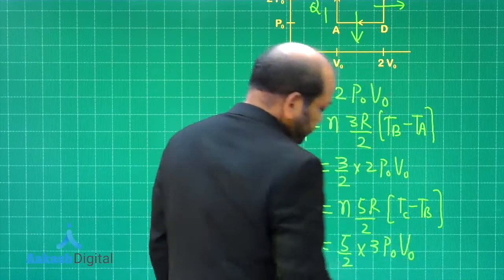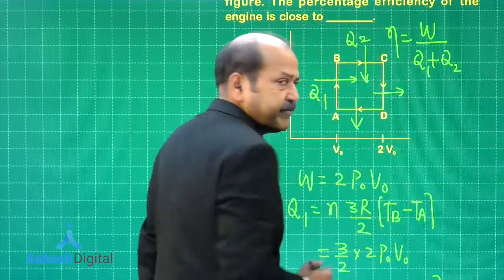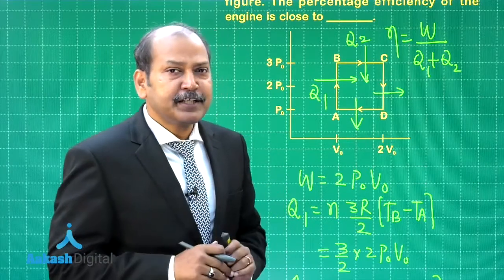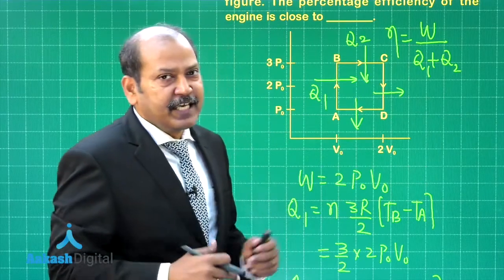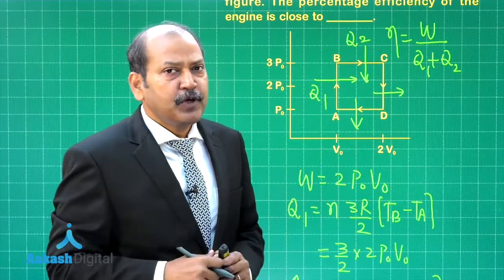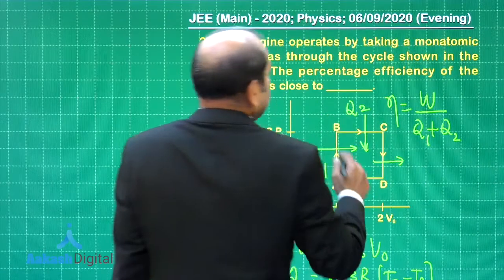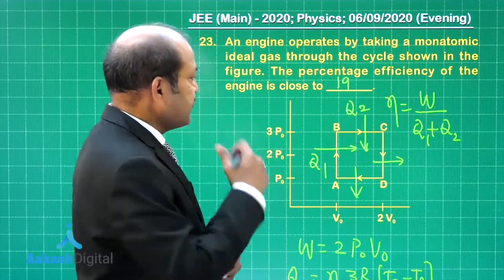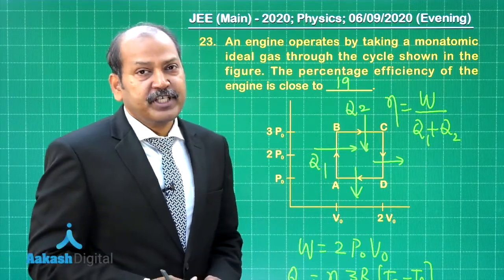Now we have all the three terms required for finding the efficiency, W, Q1 and Q2, and all are in terms of P naught V naught. If we put that, the efficiency can be easily found out, and the value of efficiency comes close to 19%. So let's fill in 19 here. That's what we were supposed to find. The efficiency of the engine is coming out close to 19%. It's time now to go to question number 24.